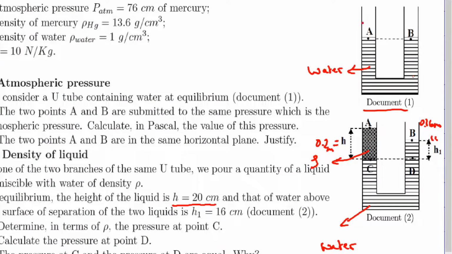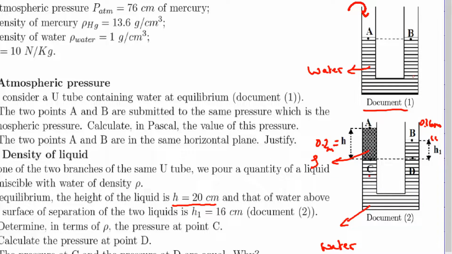Now here what we have done, we have poured in this branch a certain amount of this liquid of density rho, such that the points C and D are in the same horizontal level as shown here, and the height of this liquid is given by 0.2 meters. And for sure this liquid is immiscible, that doesn't mix with water. Immiscible means that it doesn't mix with water.